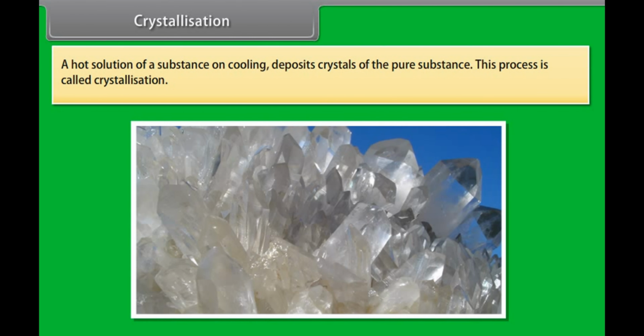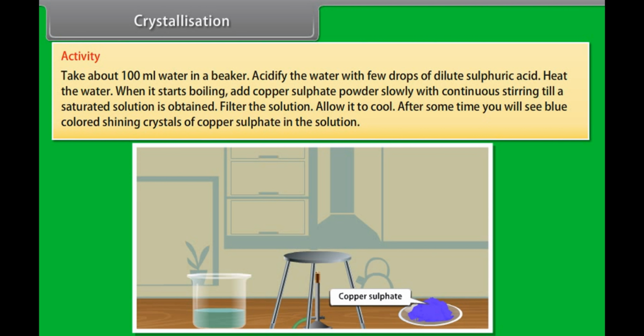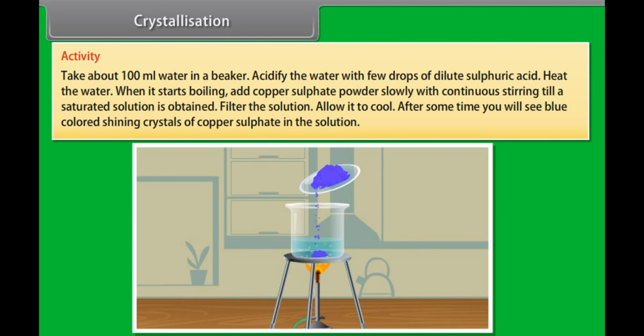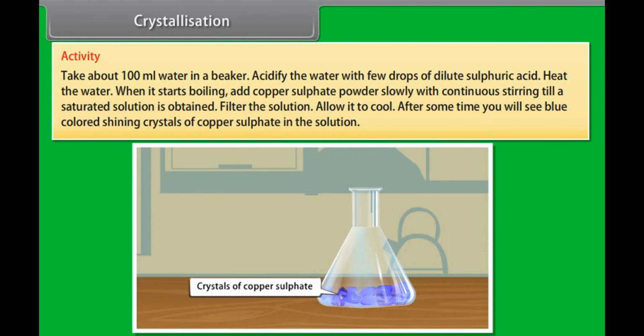Crystallization: a hot solution of a substance on cooling deposits crystals of the pure substance. This process is called crystallization. Activity: take about 100 milliliter water in a beaker. Acidify the water with few drops of dilute sulfuric acid. Heat the water. When it starts boiling, add copper sulfate powder slowly with continuous stirring till a saturated solution is obtained. Now filter the solution. Allow it to cool. After some time you will see blue-colored shining crystals of copper sulfate in the solution.